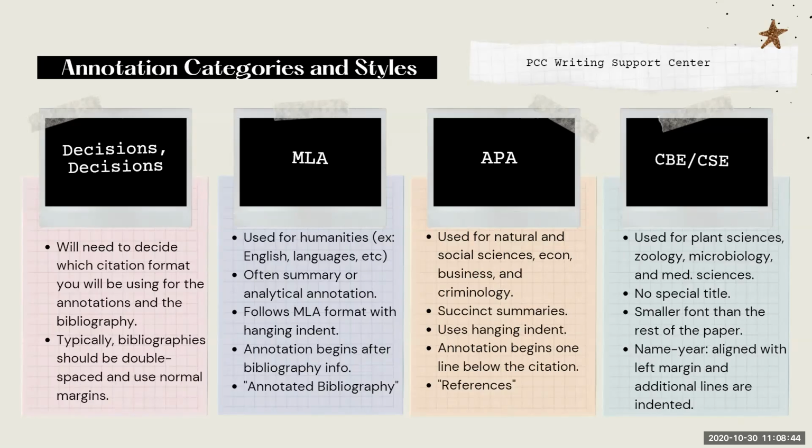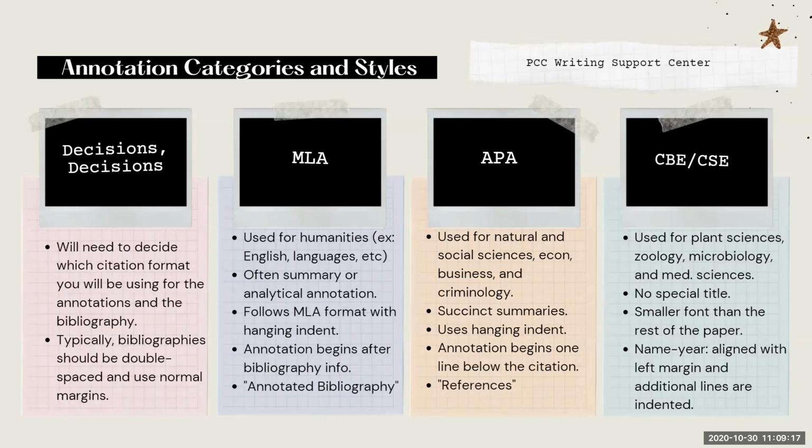CBE and CSE, also known as the Council of Biology Editors or the Council of Science Editors, these are citation styles that are used for plant sciences such as zoology, microbiology, and medical sciences. Unlike MLA or APA, they don't have a specific title for their annotated bibliography page. You can just refer to it as references or whatever it is that your professor wants you to refer to it as.